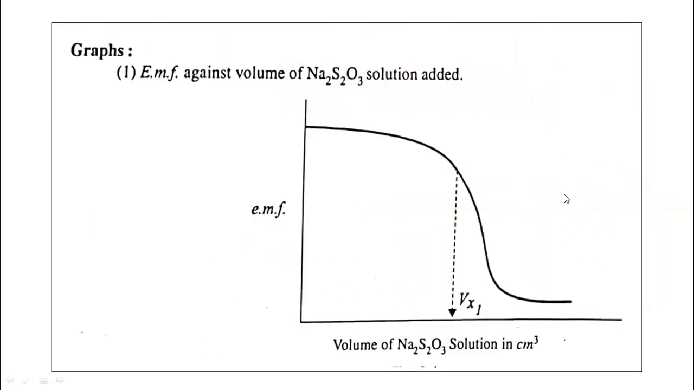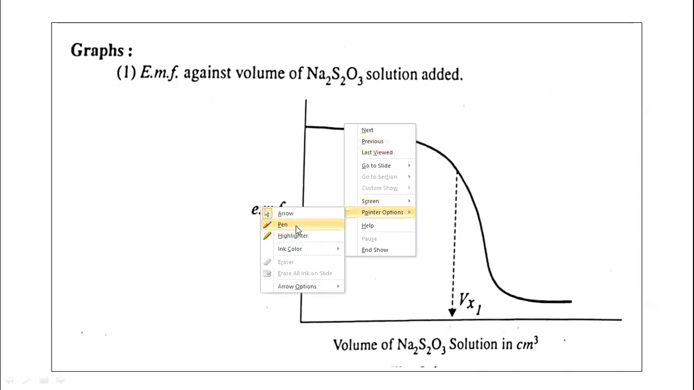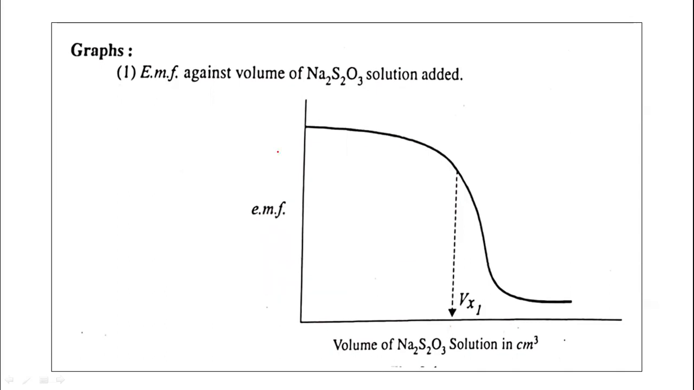Okay. Then after completion of the readings, we have to plot the graph of EMF versus volume of sodium thiosulfate solution added. You can see the nature of the graph shows that the EMF is going to decrease. The nature of the graph shows that as we add the sodium thiosulfate solution from the burette, we are performing the titration here.